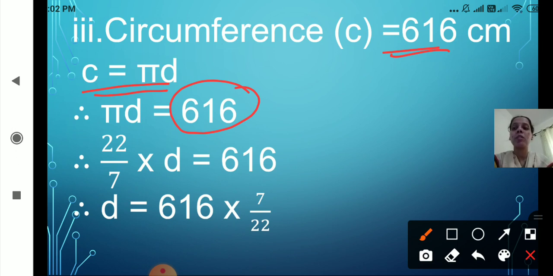Pi is 22 upon 7 and d we have to find out, so we'll write down as it is equal to 616. So d is equal to, now this 22 upon 7 will go on this side, so it becomes 7 upon 22. Okay, so d is equal to 616 multiplied by 7 upon 22. Now we will see the next step.